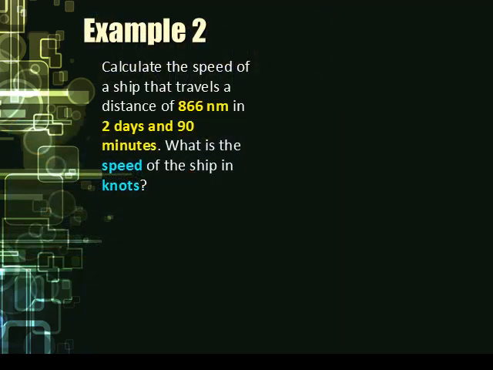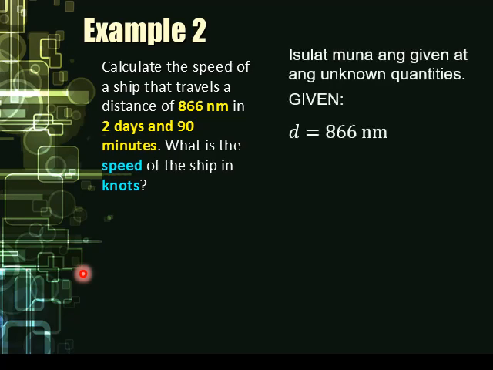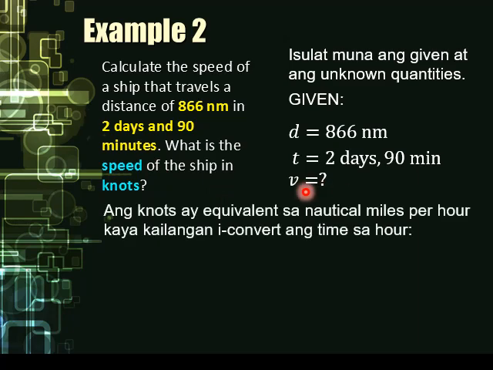Okay, so to solve the problem, syempre, isusulat muna natin lahat ng given at saka unknown quantities. Okay, so given natin, meron tayong distance na 866 nautical miles. Meron tayong time na 2 days and 90 minutes. And hahanapin natin ang speed, ang equivalent sa nautical miles per hour.